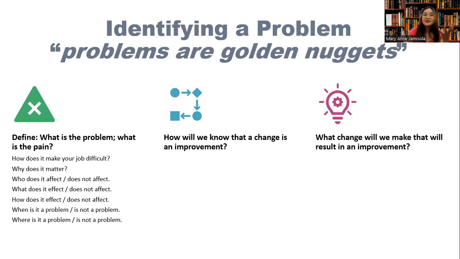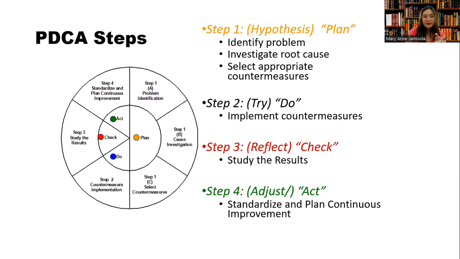So how are we going to address this? Here's where PDCA will come into the picture. So again, what does PDCA stand for? P for plan, D for do, C for check, and A for act. Among these four major steps, we will dig deeper and look at the simpler steps that we are going to undertake.